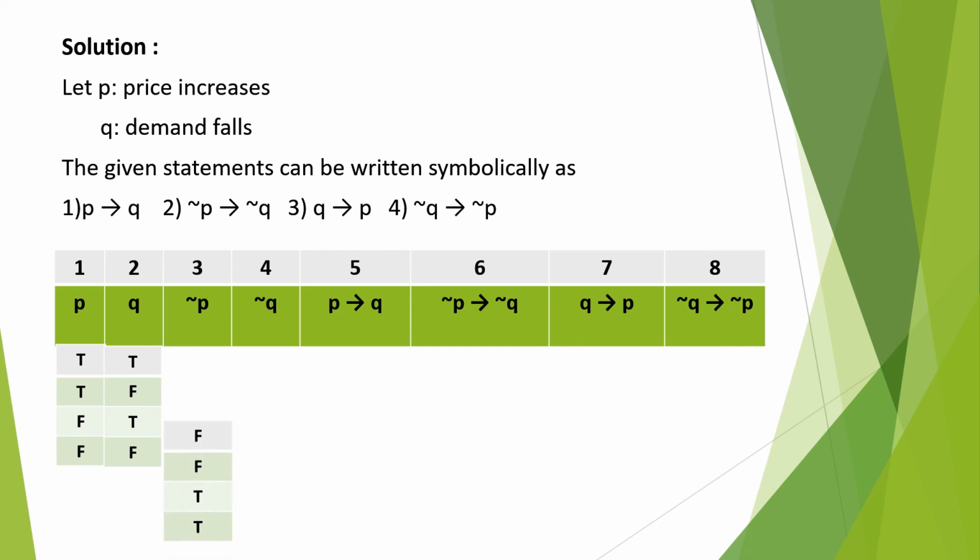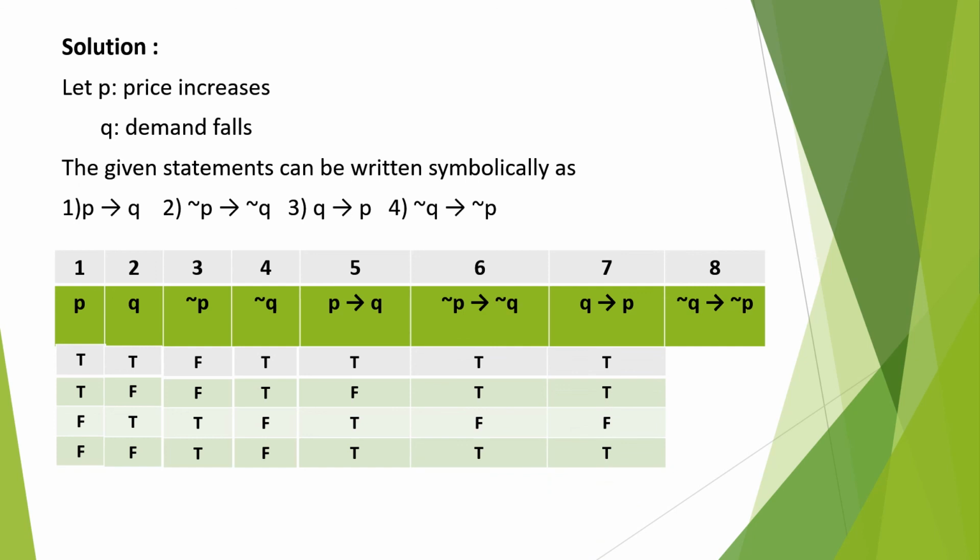Now construct the truth table, and in that truth table construct columns of these statements and find out which columns are identical. So constructing the truth table here, we can see that P implies Q and negation Q implies negation P, TFTT and TFTT, are identical. Therefore statement 1 and statement 4 have the same meaning. Similarly, columns 6 and 7, that is columns of statement 2 and statement 3, are identical. Therefore statement 2 and statement 3 have the same meaning. So this is the justification for the answer.